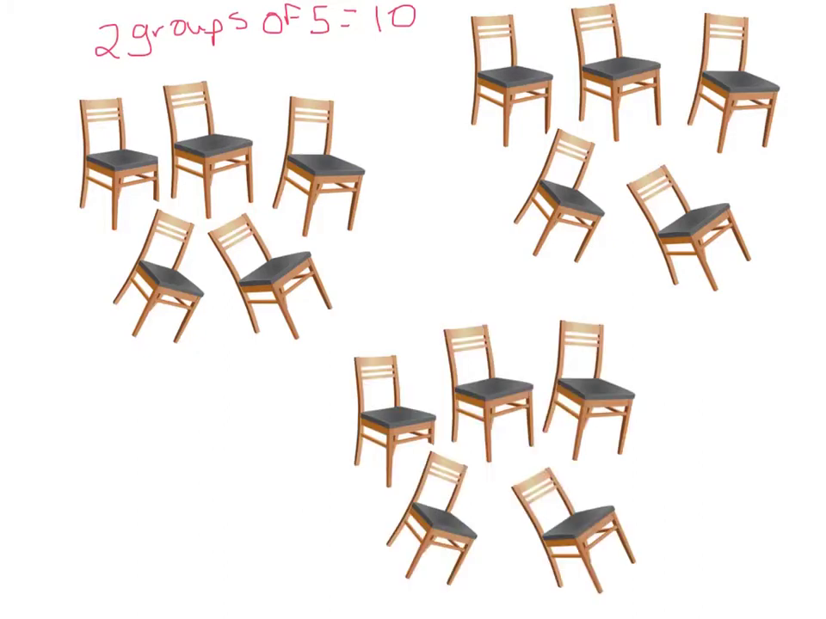Let me write that down. 2 groups of 5 is 10. Okay? I know that this seems pretty simple to you, but I promise I'm going somewhere with this. Now we have 3 groups of 5, and that's 15 chairs.